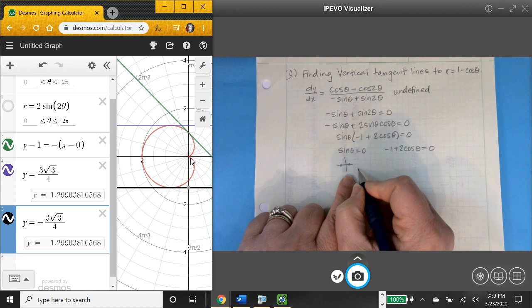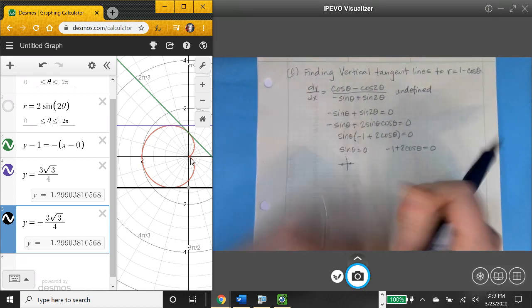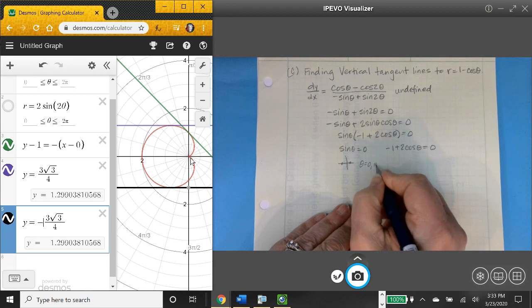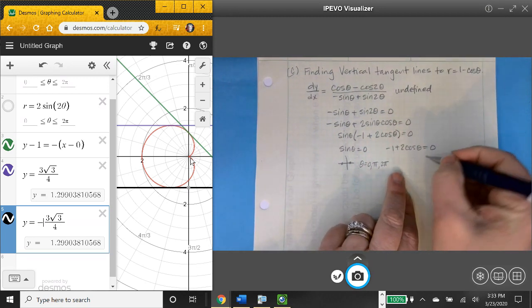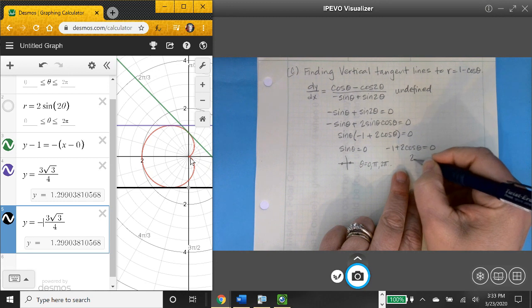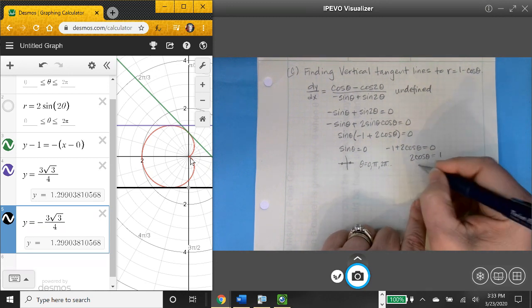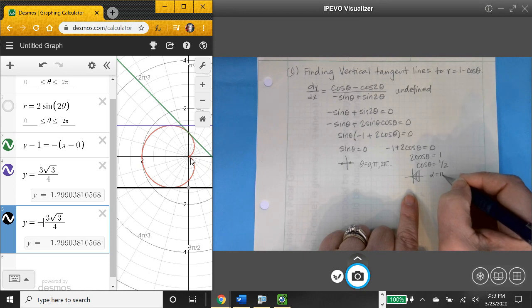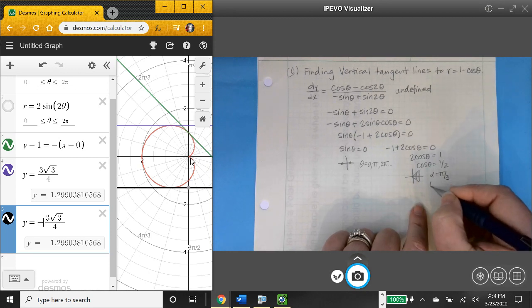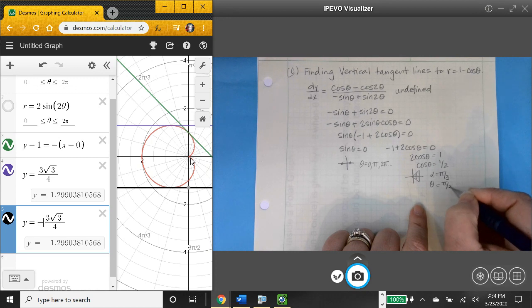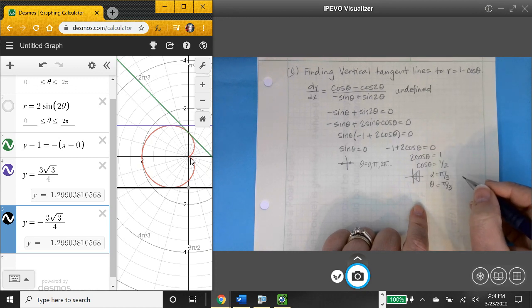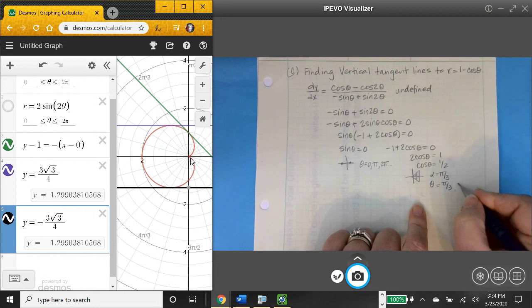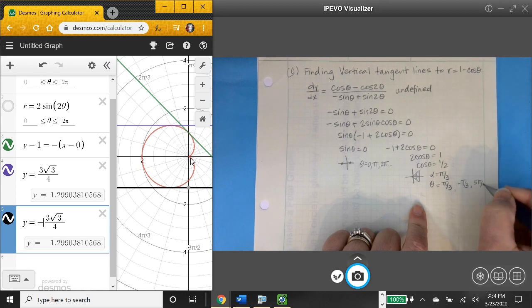And so sine theta equals 0 here and here on the x-axis, so that means theta is going to equal 0, pi, 2 pi, any of those, and so on, right? And then I'm going to have 2 cosine theta equals 1, cosine theta equals 1/2. Cosine's positive in quadrants 1 and 4. And so alpha is, again, pi over 3. And theta is going to either equal pi over 3, or we could say negative pi over 3.